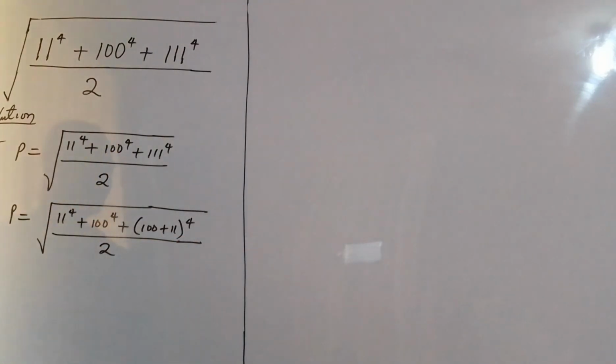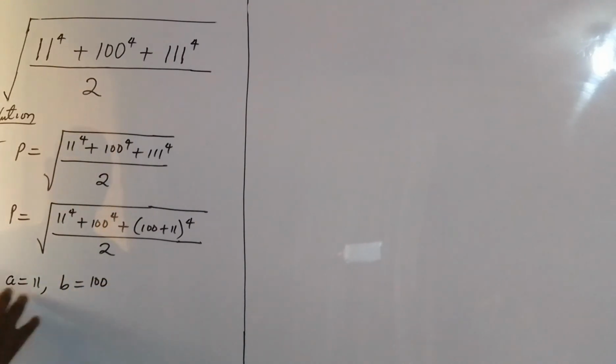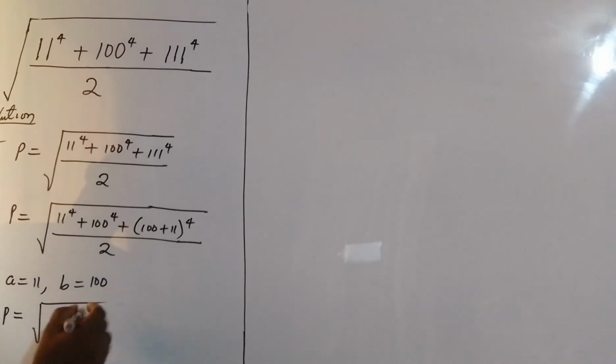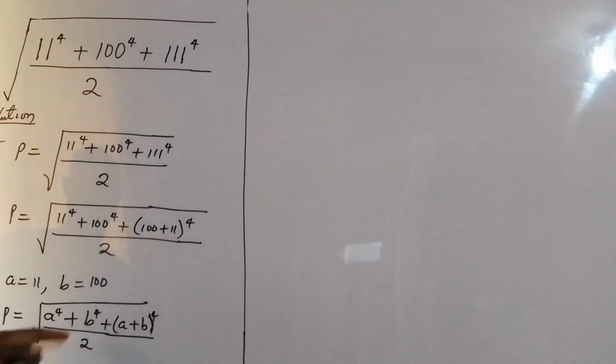Now I'm going to go ahead and use substitution further. So here I'm going to say let A equal to 11 and B equal to 100. So if that's the case, this equation becomes P equal to the square root of A to the power of 4 plus B to the power of 4 plus A plus B all to the power of 4, then everything divided by 2. So all of this divided by 2.